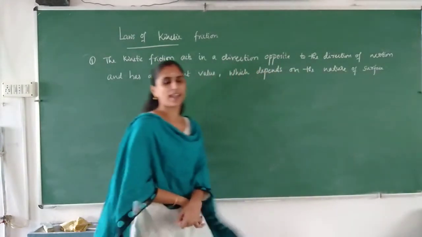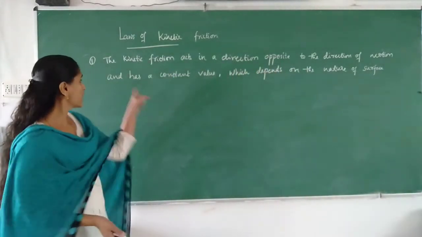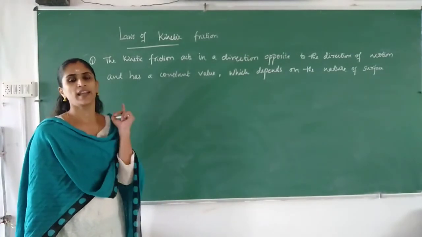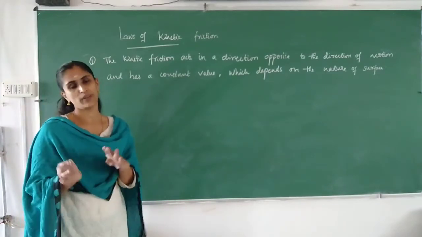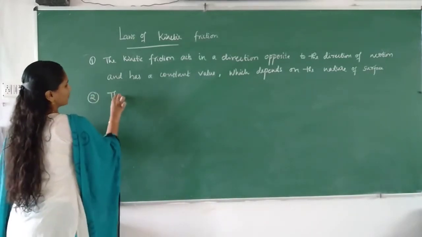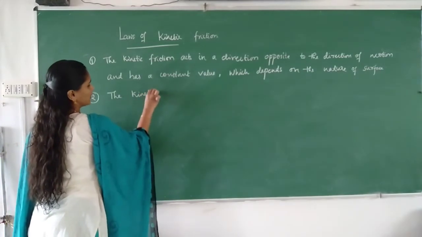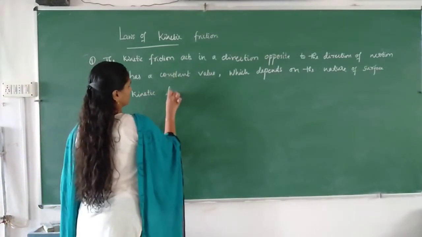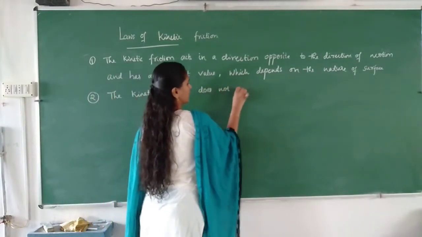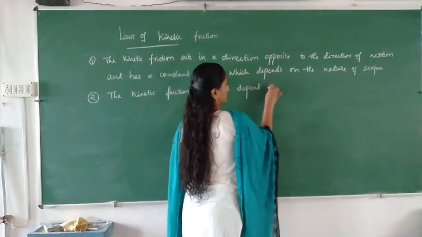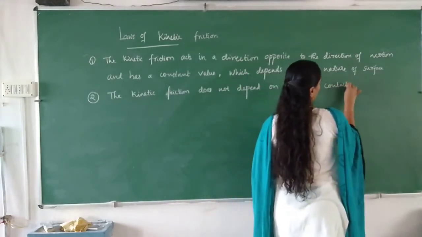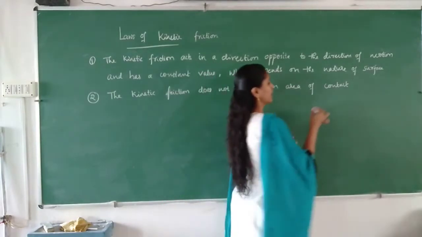Here also we can say that it acts in a direction opposite to the direction of motion, and it has a constant value. Kinetic friction, in that graph also you might have seen, we are getting a constant kinetic friction for a given surface. Okay, it depends on the nature of the surface. And the second law says that the kinetic friction does not depend on the area of contact, provided the normal reaction remains the same.